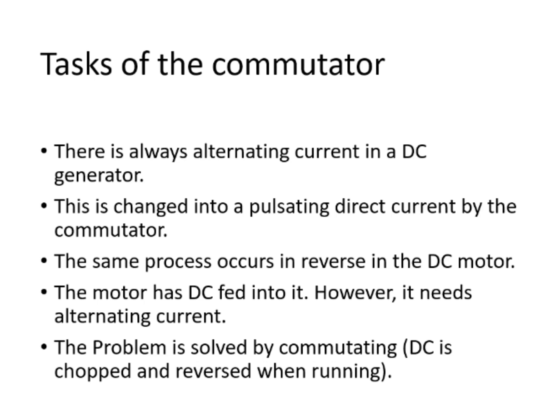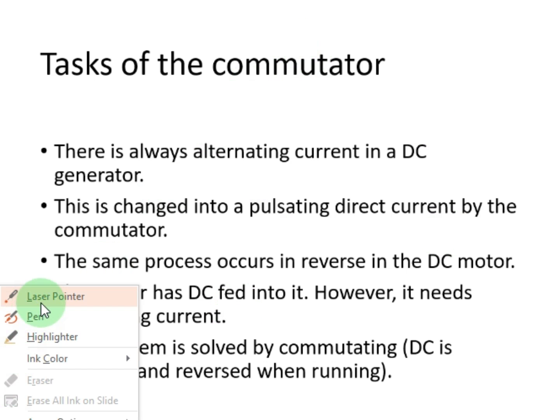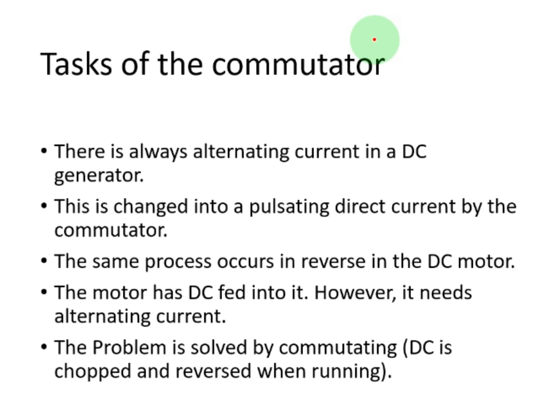So when we say AC, let me draw it and show you. When we say AC, it is something going like this, no? But in DC generators, through the commutator, when this power is coming out, it is coming like a full wave rectified waveform. I hope you remember these things. Something like this, it is called the pulsating DC, right? And that is on generators.